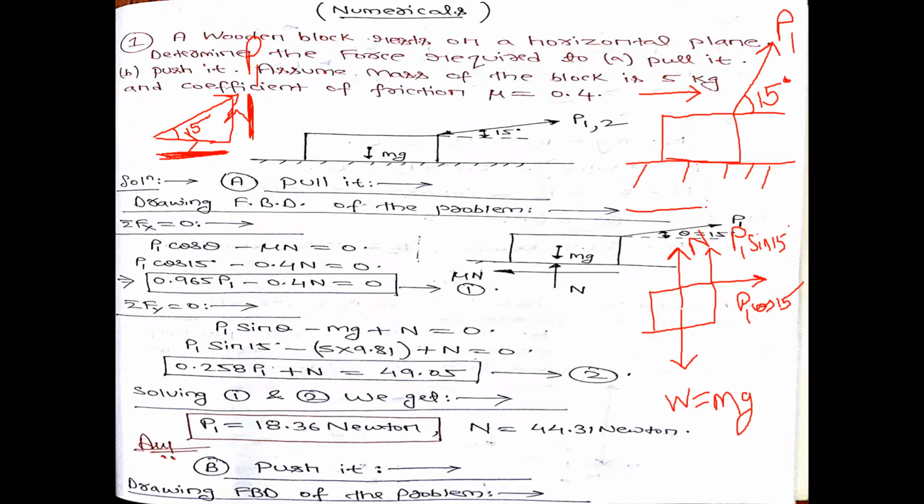Since the motion of the block is in this direction, at the point of contact of the block and this horizontal surface, a frictional force will act, and by the law of friction I know that frictional force F is nothing but mu times N, where mu is coefficient of friction and N is the normal reaction. So this is the complete free body diagram for part A of the problem when you are pulling the block.